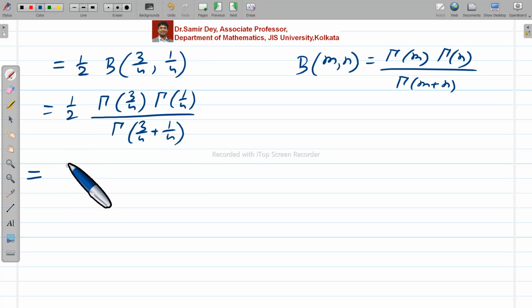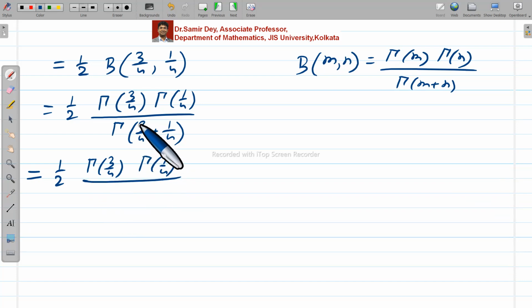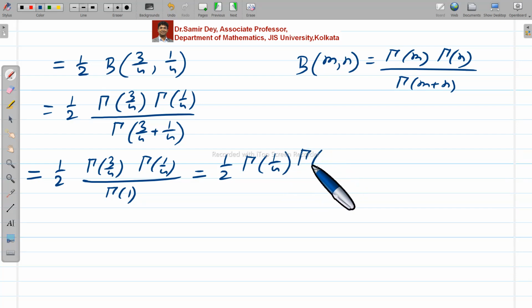So from here you may write 1 by 2. Now gamma 3 by 4 gamma 1 by 4 by gamma of 3 plus 1 by 4, that is gamma 1. Ultimately we have gamma 1 by 4 gamma 3 by 4. Gamma 1 already you know. What is the gamma 1 value? Gamma 1 is 1. So already we have this result. I have rearranged it, 1 by 4 first and then the second.